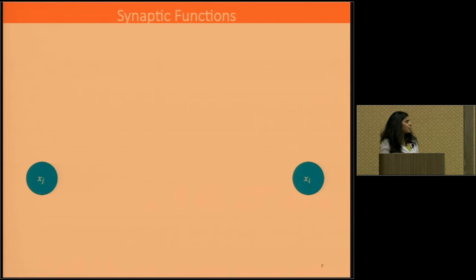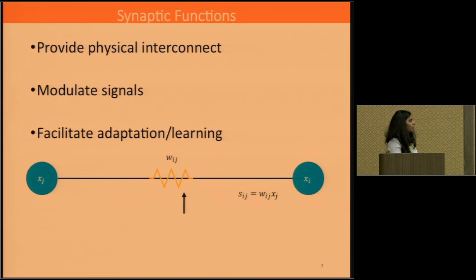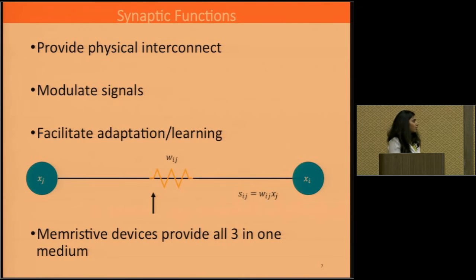It's probably redundant, but just to simplify the idea of using these memristors, we use them for synaptic functions because they provide physical interconnect, and they modulate the signals, and the other thing is basically they facilitate adaptation or learning by how you are controlling the weight states within that device. Since this device provides all three in one medium, it is an excellent choice to implement synapses, but we also use these devices to implement neurons and other functions within our neuromemristive systems.